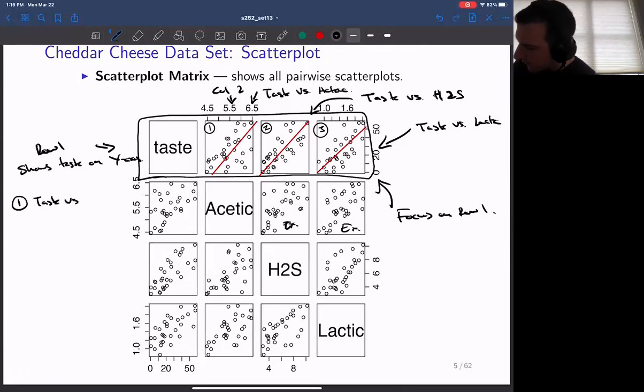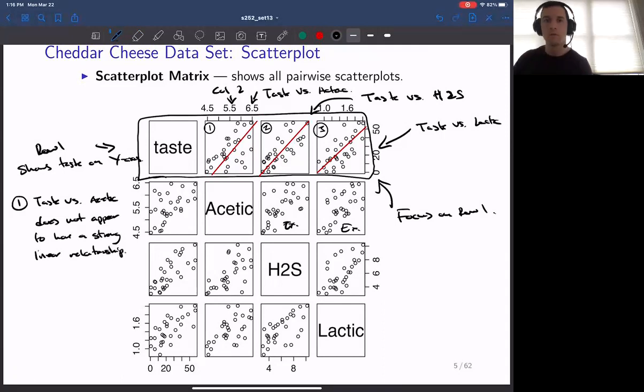What we can see from the plot is that taste versus acidic does not appear to have a strong linear relationship. You can see that that's true because the points are deviating quite far from the line. It does look like there's a positive relationship, but it appears quite random.